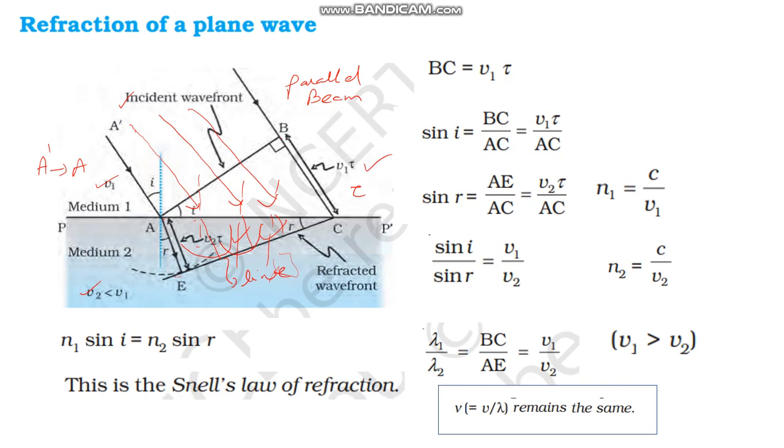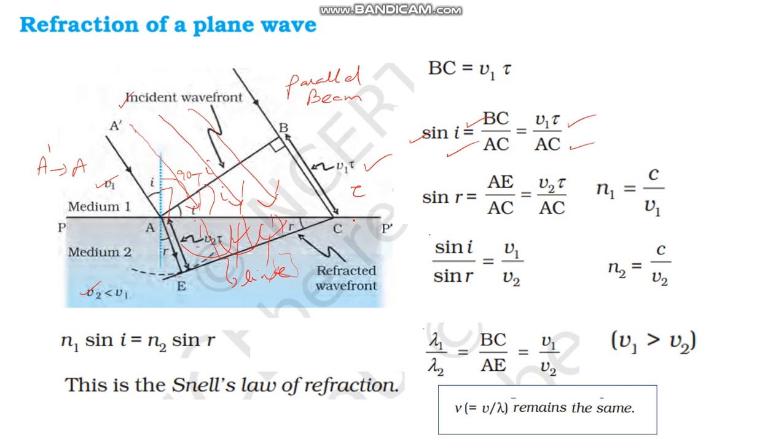So in this situation, this angle is i, and this angle will also be i. Why? Because this angle is 90, and if this angle is i, this angle will be 90 minus i, and this total angle is 90, so this angle will be i. So you have to calculate sin i from triangle ABC. You are going to get BC by AC. So BC we have calculated, it is v1 tau by AC.